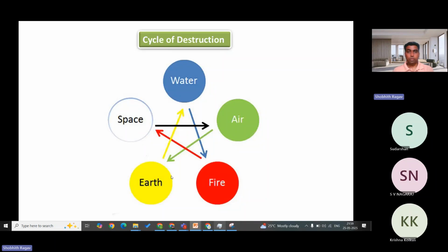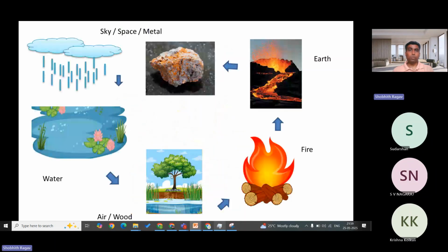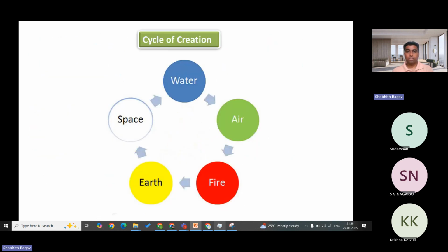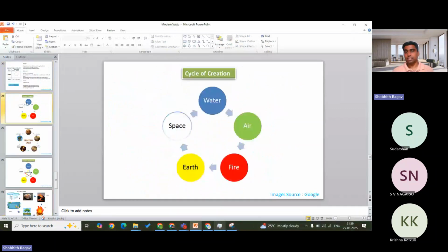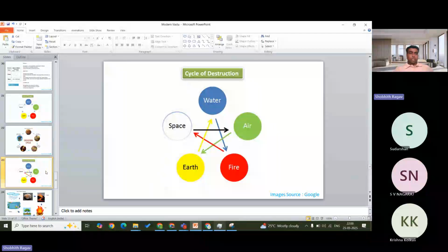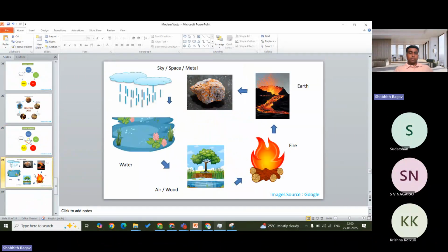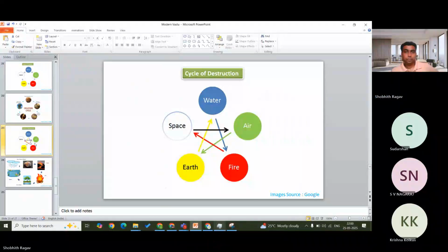Okay, so this is about destruction. These two, the cycle of creation and the cycle of destruction, should get inculcated into you. By default, you should know, okay, this is the next: water destructs fire, space destructs air. It has to come instantly. That's why I gave you this analogy, so you can easily remember, and while solving, it will become easier. So the idea is, in all the zones, we have to bring a balance between all the elements. Okay, so that is the idea.